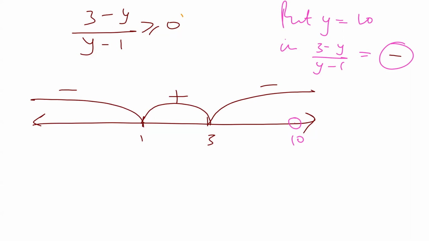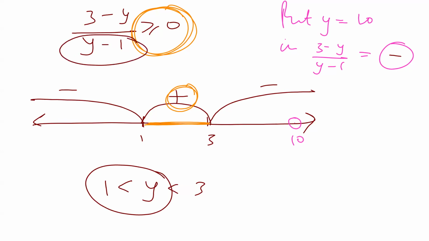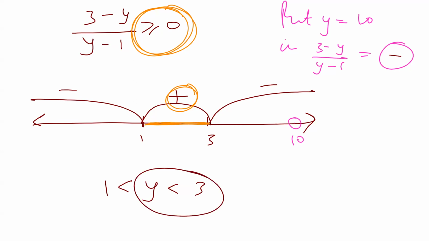This time we are interested in greater than or equal to 0. Greater than or equal to 0 is positive. So this is my interval. Y belongs to 1 to 3. Now for 1, will there be equal to? No, sir. Because if 1 is included, 1 minus 1 is 0. 0 in the denominator not allowed. 0 in the numerator is still fine. For 3, will there be equal to? Yes, sir. Yes, absolutely.